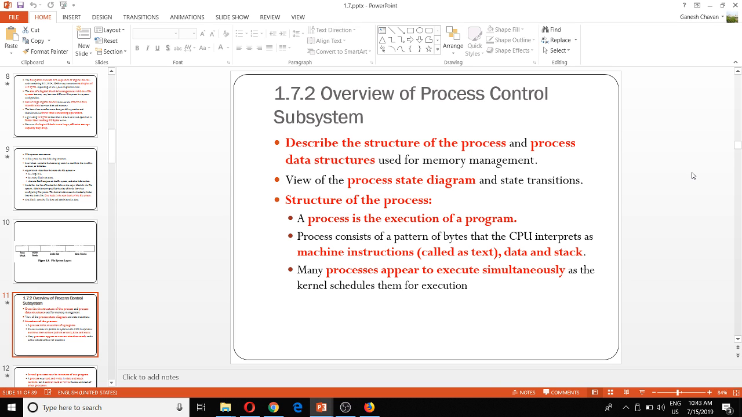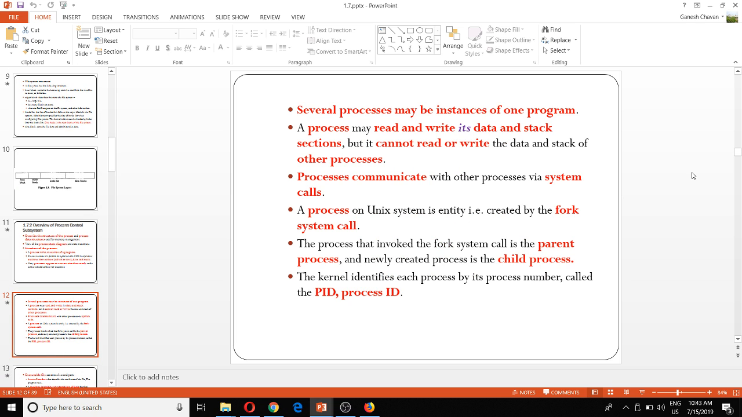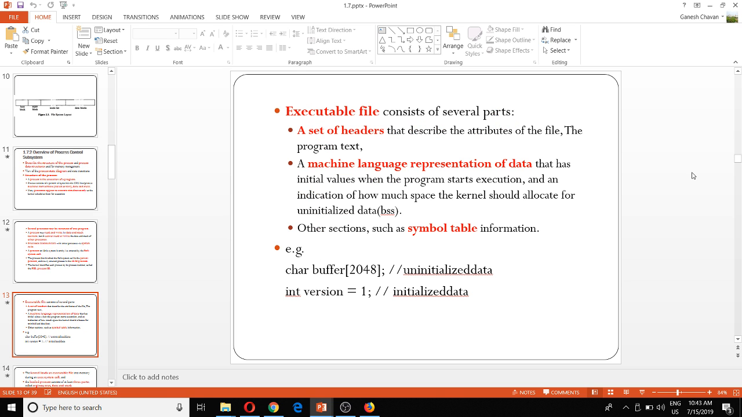Many processes appear to execute simultaneously as the kernel schedules them for execution. Several processes may be instances of one program. A process may read and write its data and stack sections, but it cannot read or write the data and stack of other processes. Processes communicate with other processes via system calls. A process on a Unix system is an entity that is created by the fork system call. The process that invokes the fork system call is the parent process, and the newly created process is the child process.